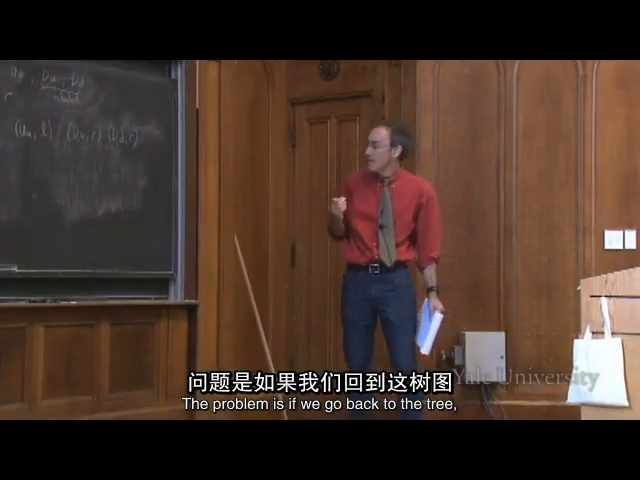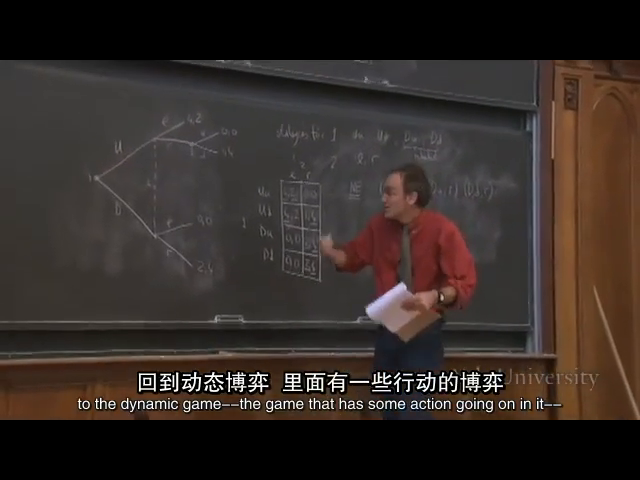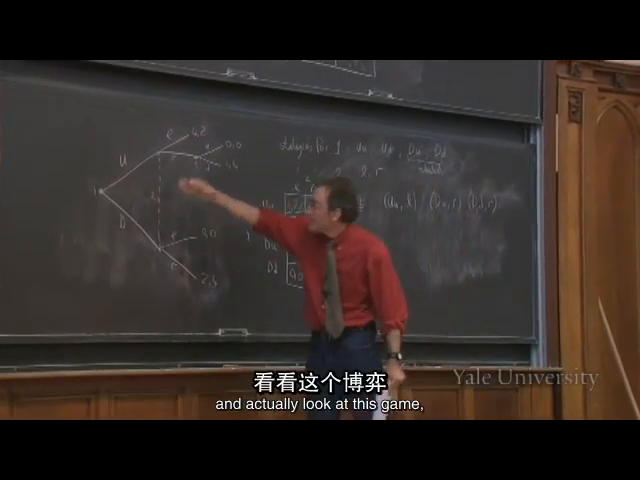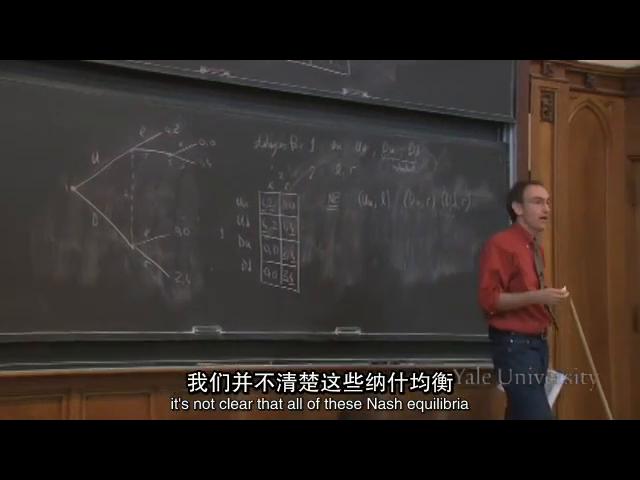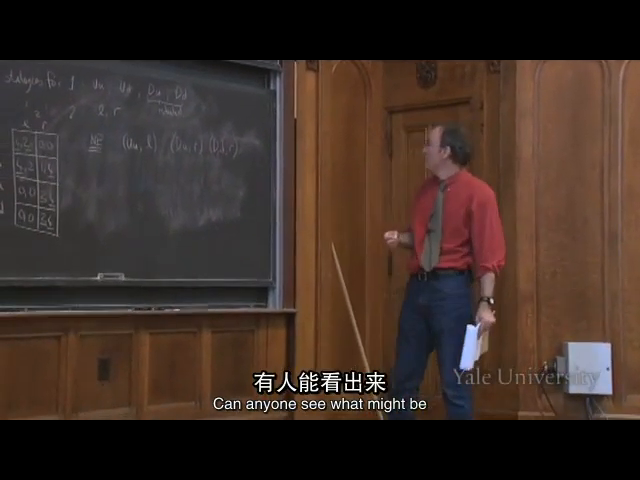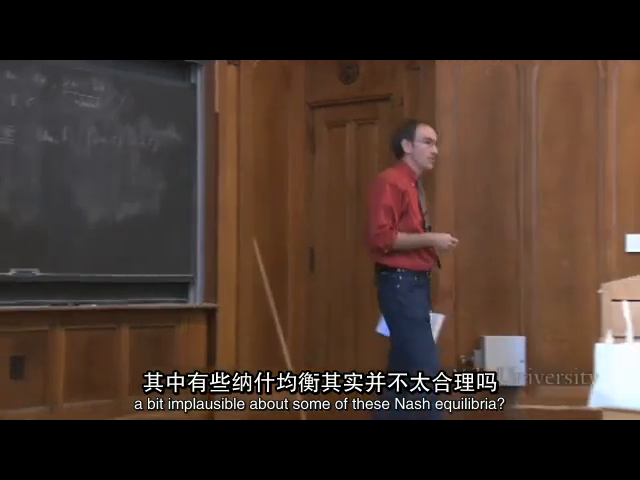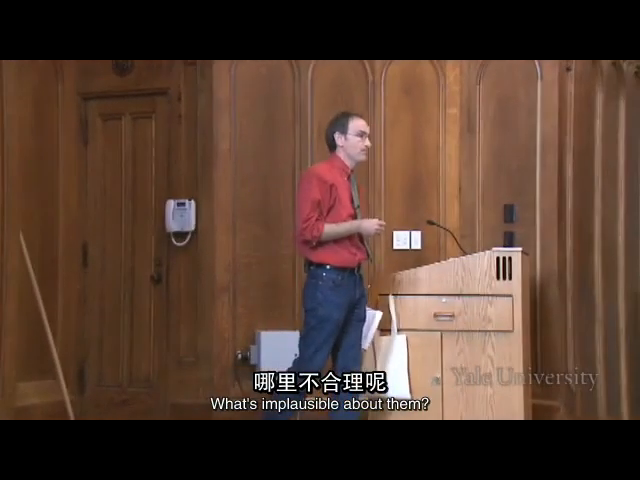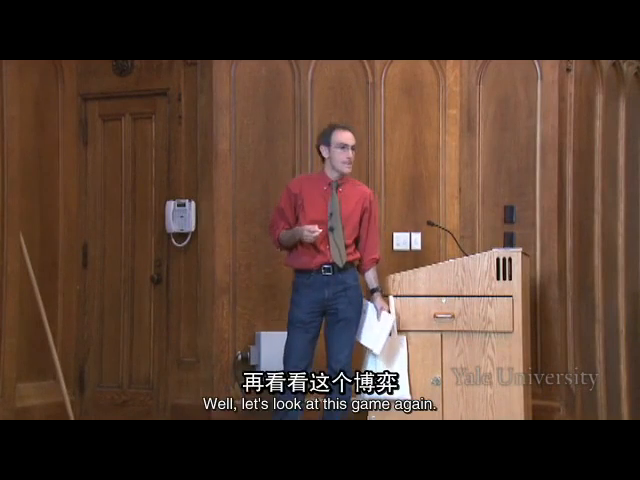The problem is that if we go back to the tree, to the dynamic game, the game that has some action going on in it, and actually look at this game, it's not clear that all of these Nash equilibria are really equally plausible. Can anyone see what might be a bit implausible about some of these Nash equilibria? What's implausible about them? Any takers on this?